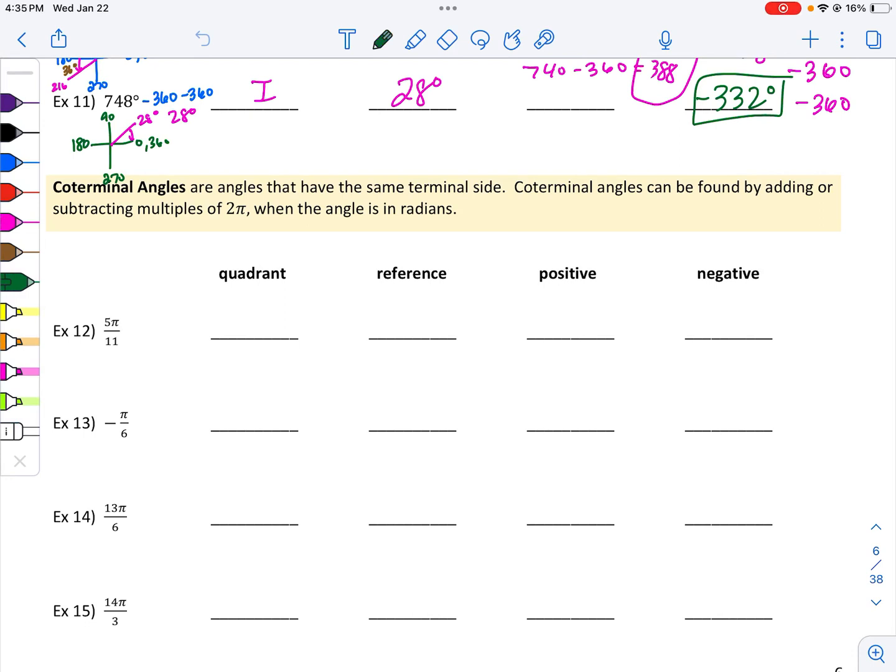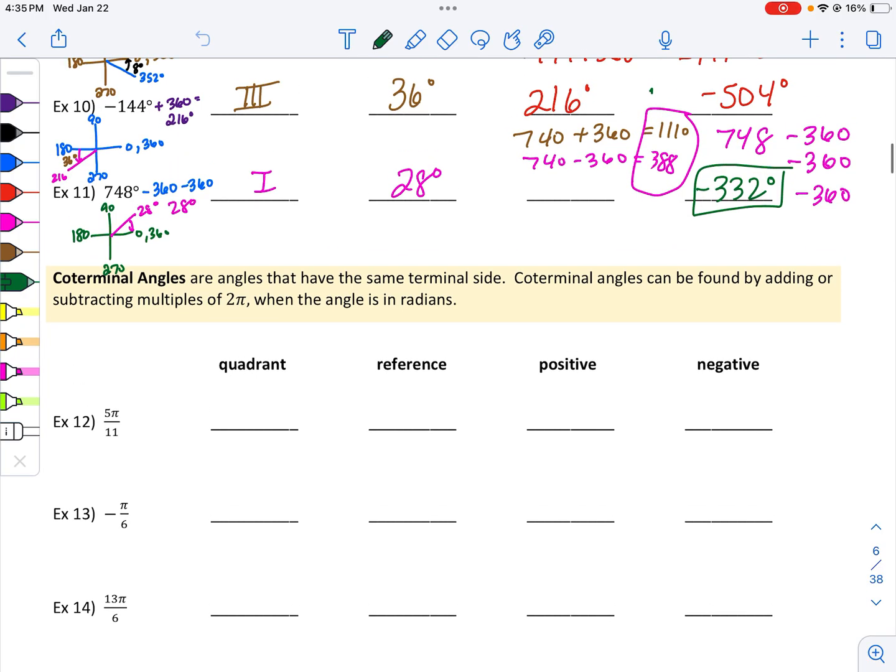Right, today we're going to start where we left off yesterday, talking about coterminal angles. Yesterday we figured out what quadrant angles are in, reference angles, and positive and negative coterminal angles. But today we're going to talk about a different way to measure angles. Angles can be measured two different ways.